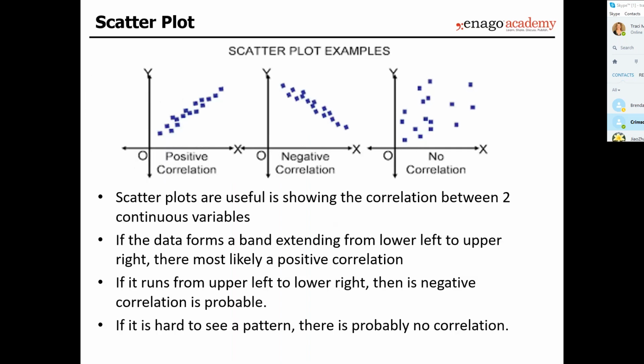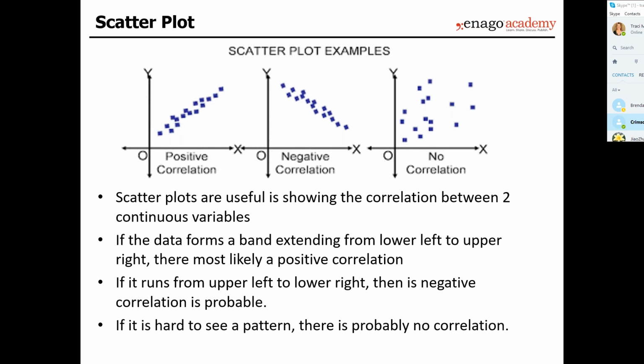Okay, and scatter plots, my favorite, because they really give you that visual effect of what's going on. They are useful in showing the correlation between two continuous variables. And as you can see on the left side, if the data forms a band extending from the lower left to the upper, meaning it looks like it's going up a hill, then that most likely means that there's a positive correlation between the two variables. That means as one goes up, the other one also goes up, and vice versa.